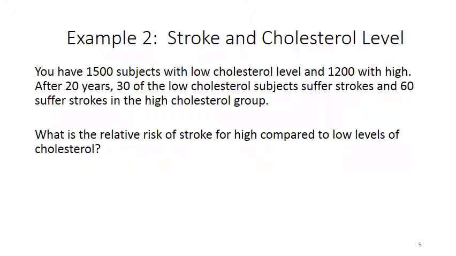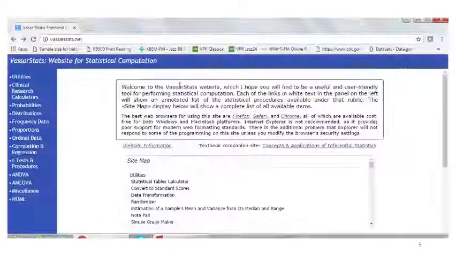In our next example, we will look at the association between stroke and cholesterol levels. You have 1,500 subjects with low cholesterol level and 1,200 with high. After 20 years, 30 of the low cholesterol subjects suffer strokes and 60 suffer strokes in the high cholesterol group. What is the relative risk of stroke for high compared to low levels of cholesterol? We will use the VassarStats calculator in this example to calculate the relative risk.